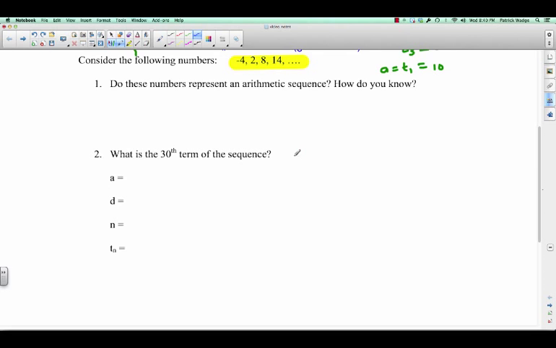So if you want to know what the difference is between two consecutive numbers, like the first two, you can take them and subtract them. You could do 2, the second one, take away the first one, which is -4, and you get 6. Or you could take the third one, which is 8, and subtract the second one, which is 2, and you get 6. Or you could take the fourth one, which is 14, and subtract the third one, which is 8, and you get 6. Do you see they're all the same? So yes, this is an arithmetic sequence. How do you know? Because there's a constant difference.